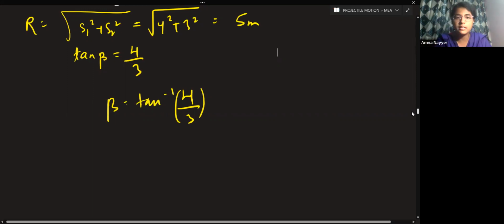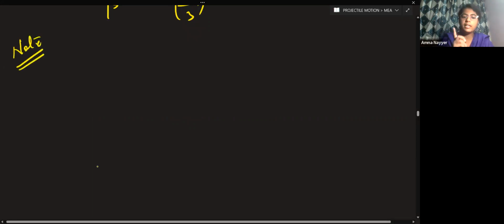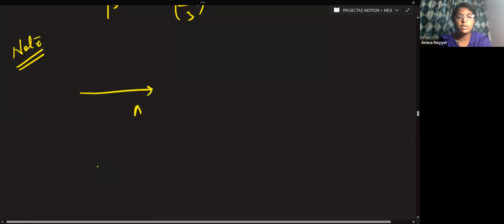If 3 vectors are there that represent the sides of a triangle. If anyone wants to see the solution, just let me know. Text me or just unmute yourself and ask me. See, if 3 vectors are there and they are all in the same order. Right now, what did we do? Resultant was in opposite order. Here, let's say all the 3 vectors are in the same order. For example, this is vector A. This is vector B.